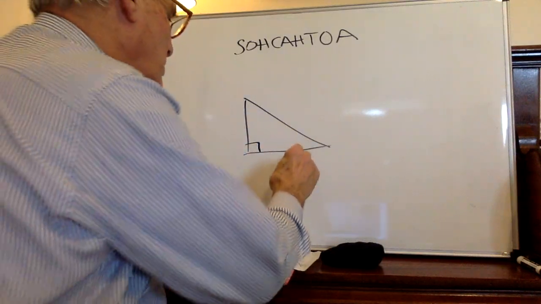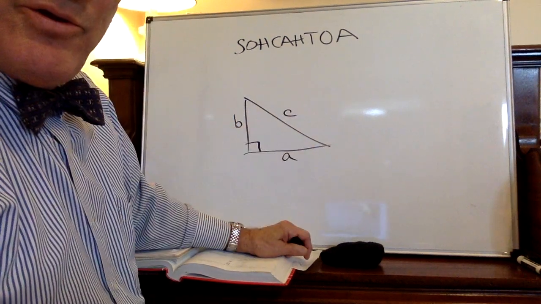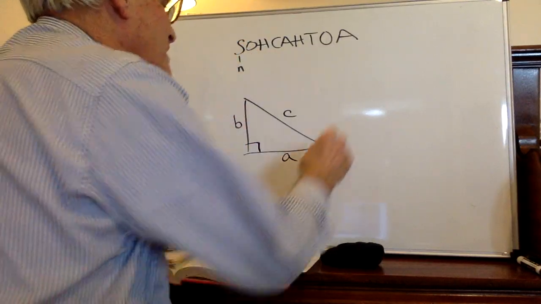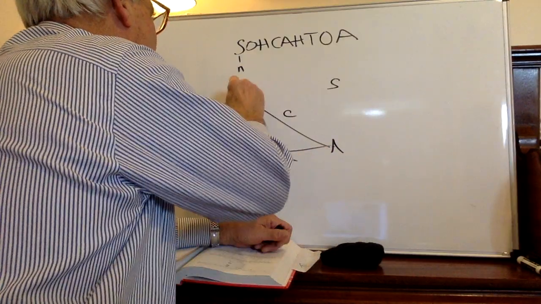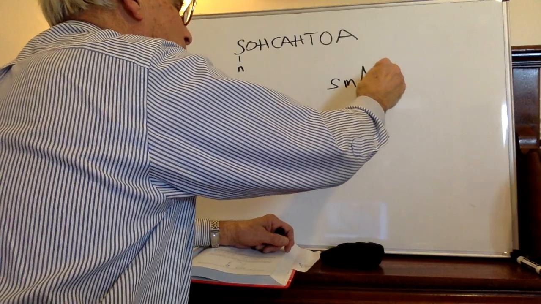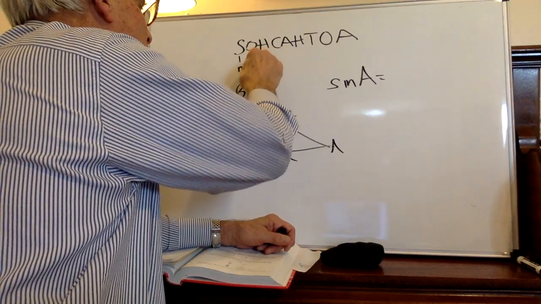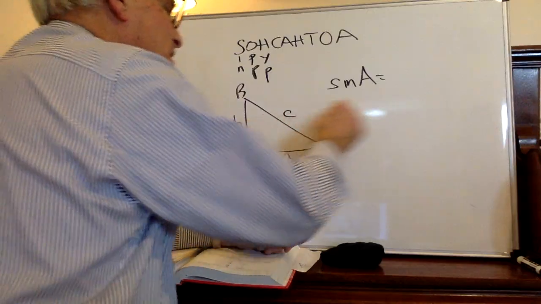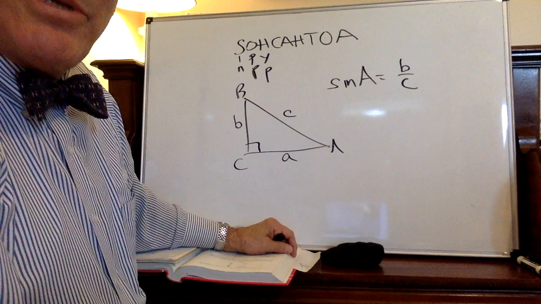of a right triangle. So, I have a right triangle with the legs A and B and the hypotenuse C. Call that A, call that B, call that C. The sine, abbreviated SIN, of angle A is the ratio of opposite side over hypotenuse. So it would be opposite, which would be B, over the hypotenuse C. Remember, the hypotenuse is always the side opposite the right angle.